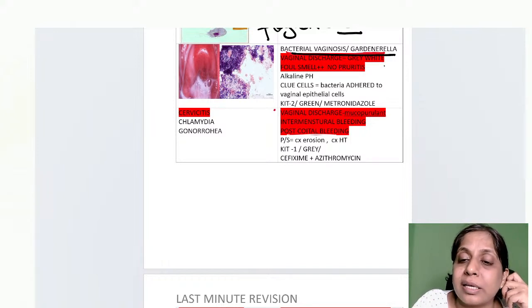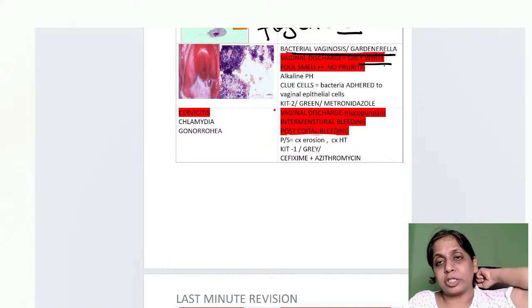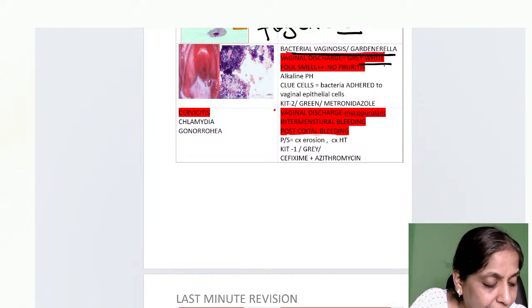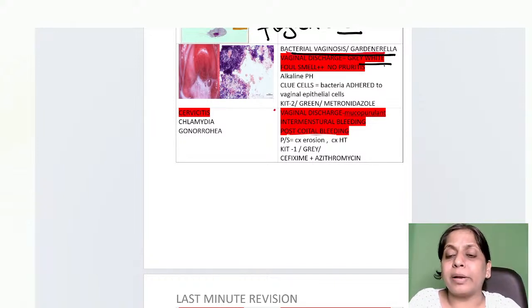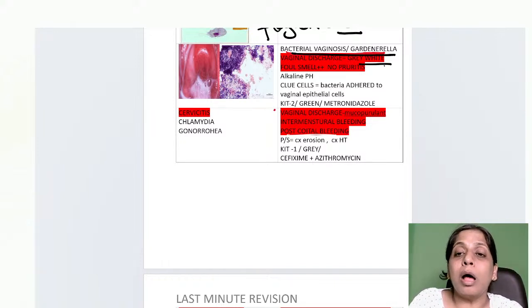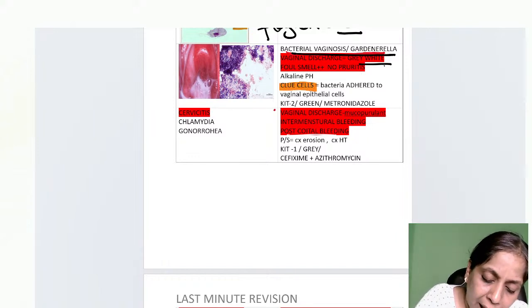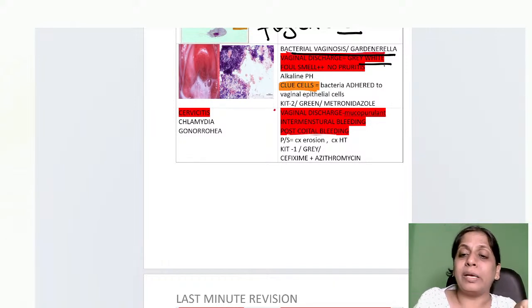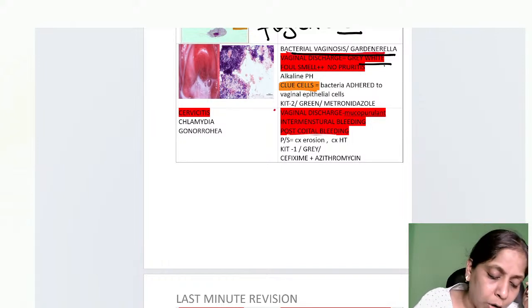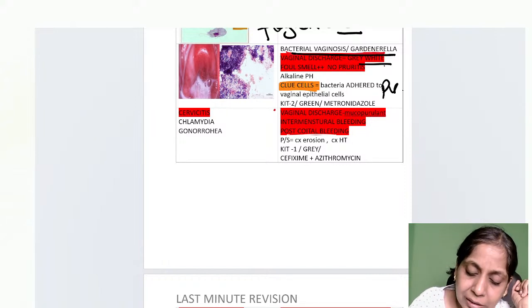The discharge is gray white in color because there is no inflammation, only a bad smell, and bad smell can be present in a female due to lack of hygiene. So we need a clue, the cells by which we realize it, the clue cells. What are the clue cells? A PYQ is expected here from all of you.